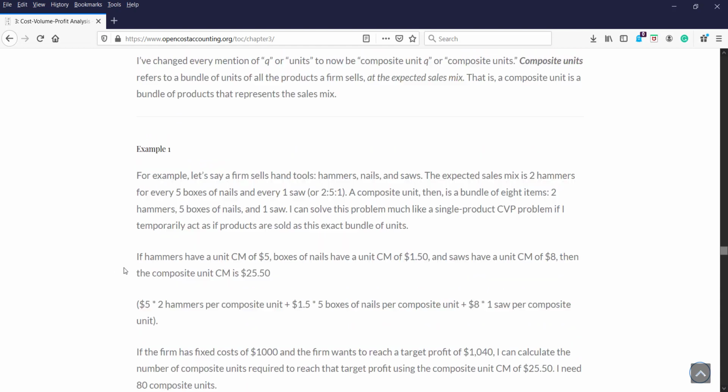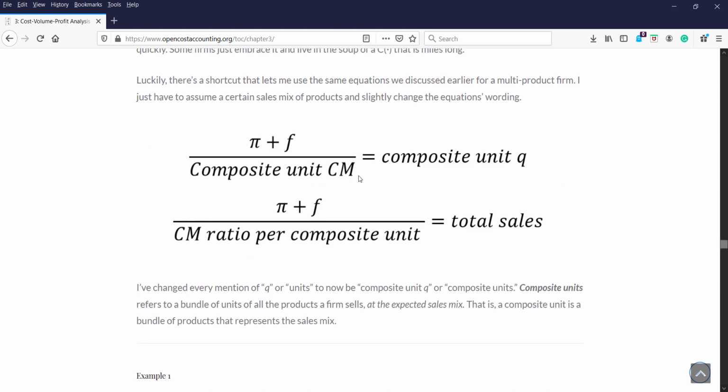And so I'm saying that you can simply take that $25.50 and put it right here and divide your target profit and fixed costs, the sum of them here in the numerator, and you will get your composite unit quantity required at target profit. Now then you've got to take them out of composite units, because these composite units are how many bundles of those 8 units, 2 hammers, 5 boxes of nails, 1 saw, you need to reach target profit. And so you have to convert that back into individual units.